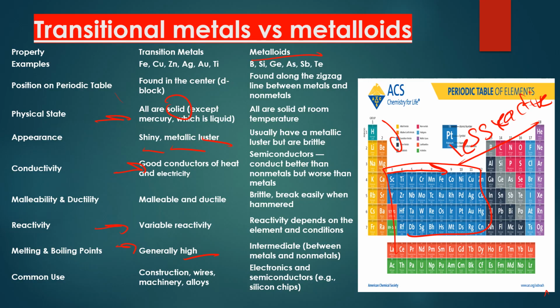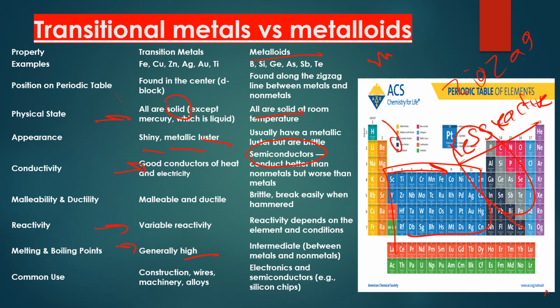Then we have the metalloids. Metalloids are in this zigzag line in the periodic table. This line includes the metalloids. They are semi-metals. They are not fully metals and not fully non-metals. They have some properties of the non-metals and some of the metals. That's why we classify them as semiconductors.